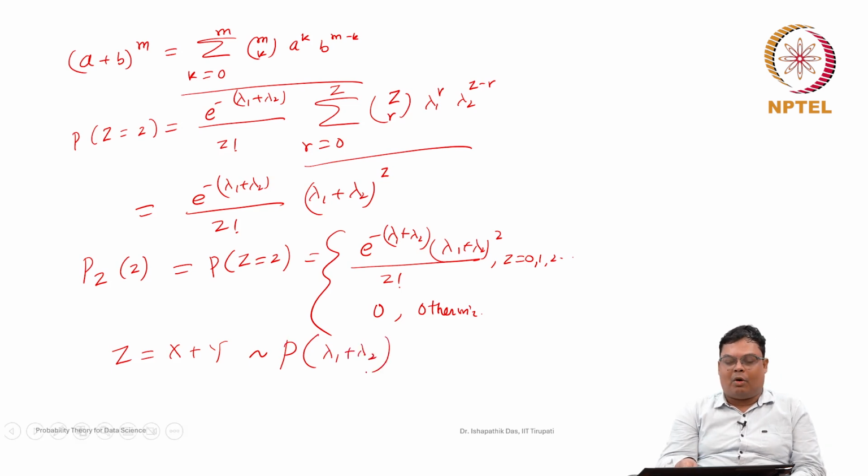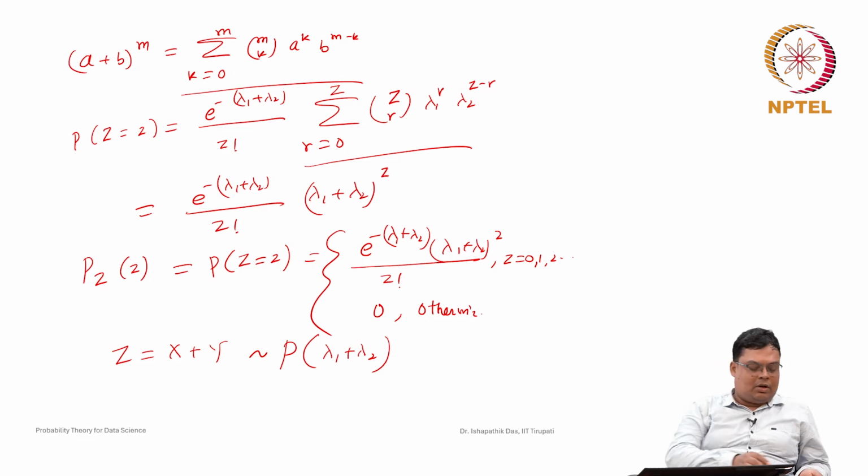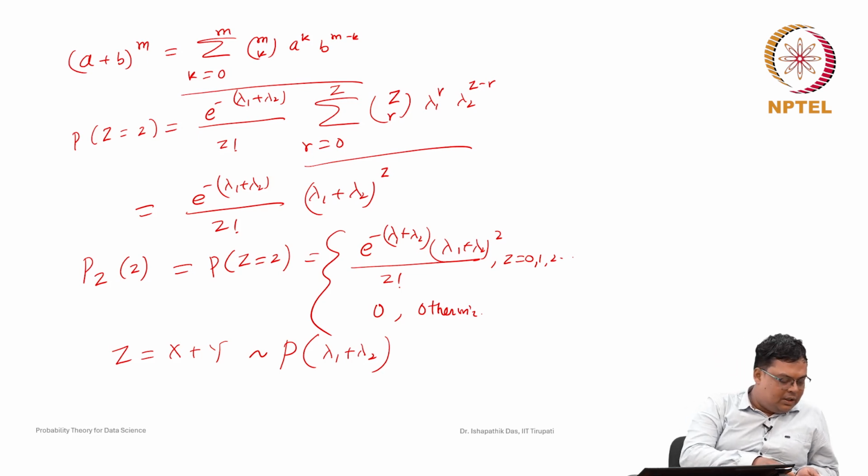So if any problem, any numerical problem, says that independent Poisson random variables are given, then you can use this concept. So here let us see some problem. Let us consider this numerical problem.